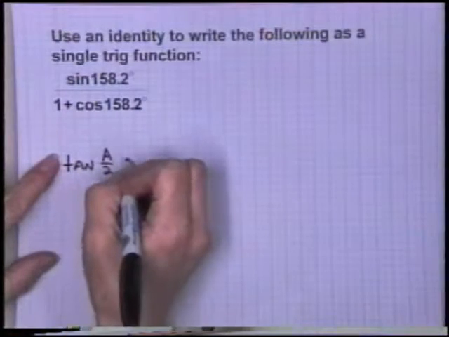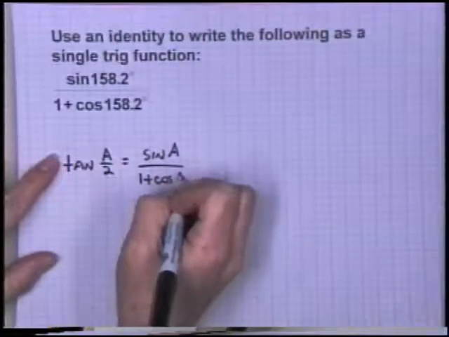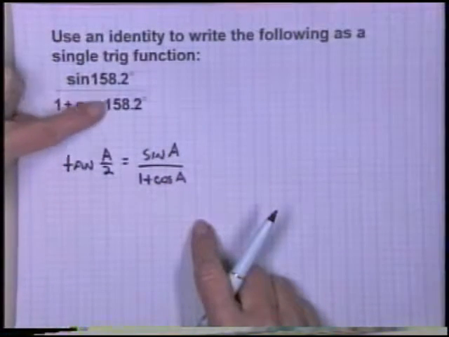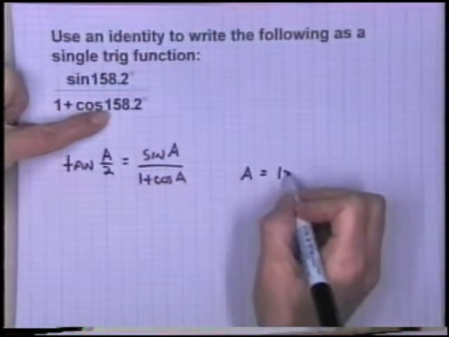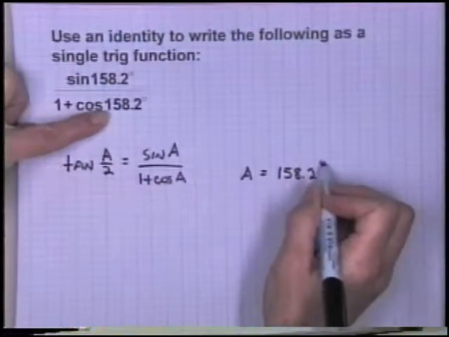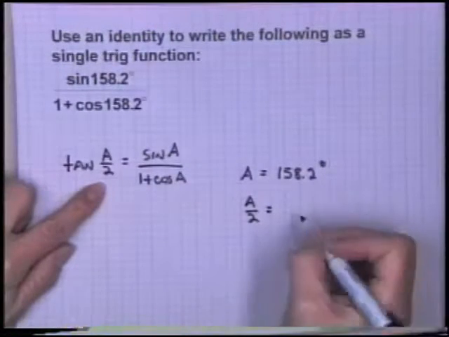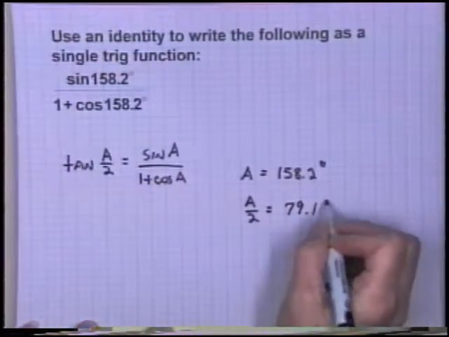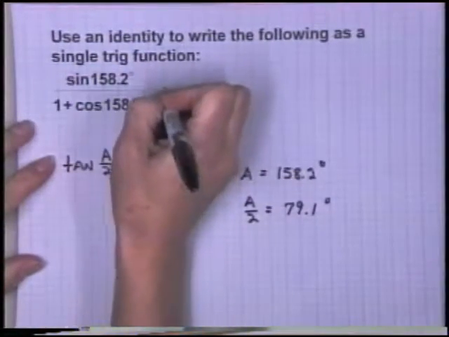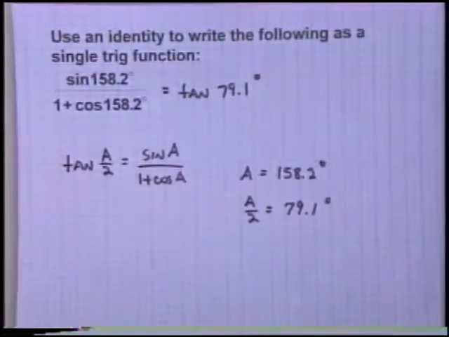The tangent of A over 2 is the sine of A divided by 1 plus the cosine of A. And you can notice in our problem we do have the same angle here and here, like the A and the A. So in our problem, A is 158.2 degrees. Now what do we need over here? We need A divided by 2. So let's see, that's going to be 79.1, isn't it? Of course, you could do that with your calculator if you want to. Tangent 79.1 degrees would be our single trig function.